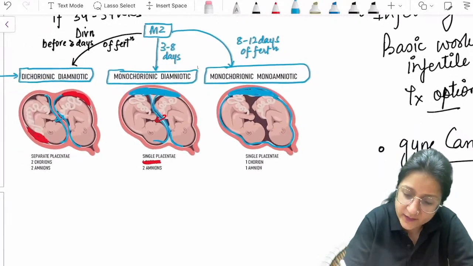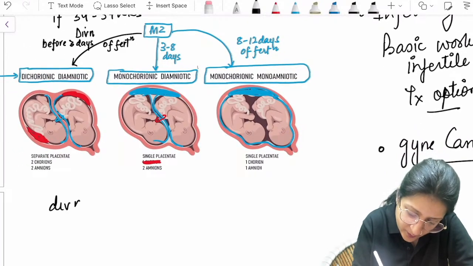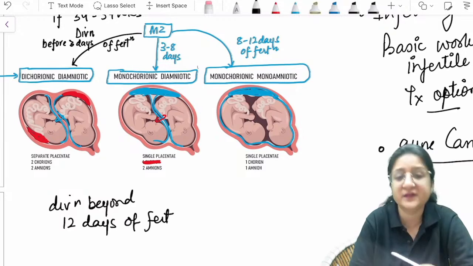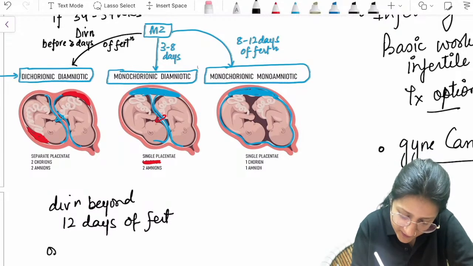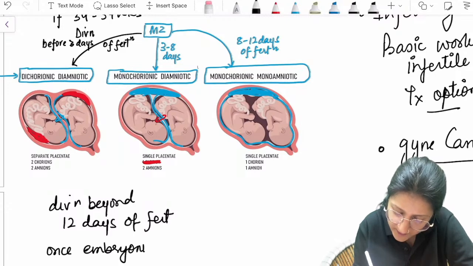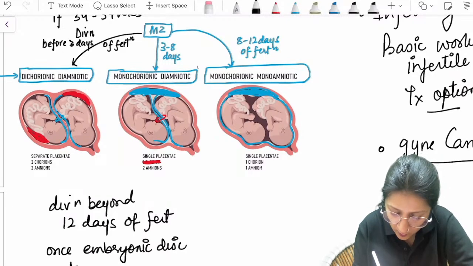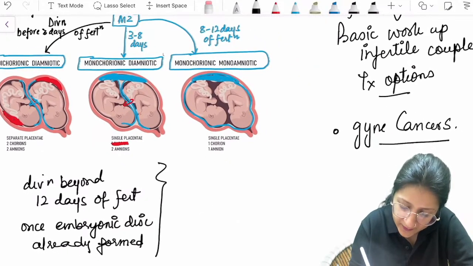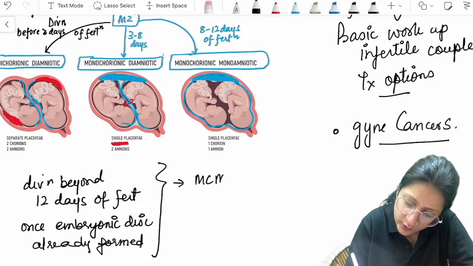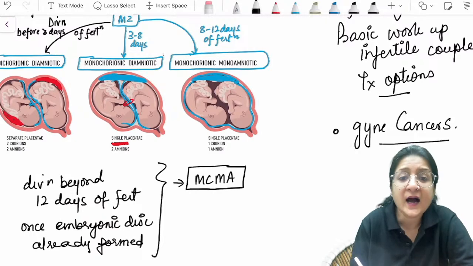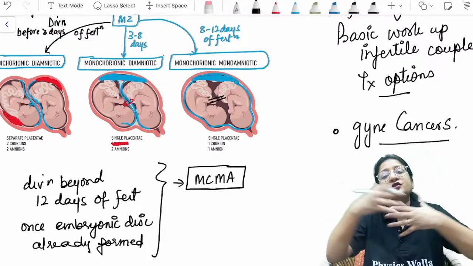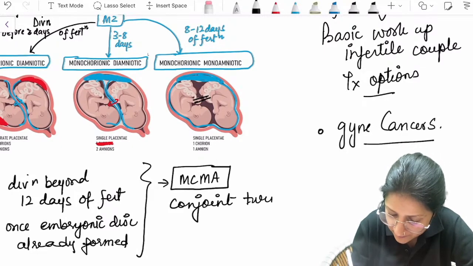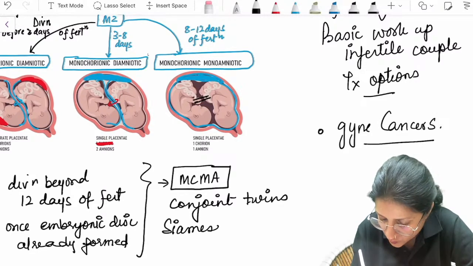And then the rarest type of twins, when the division takes place beyond 12 days of fertilization, that is once the embryonic disc has already formed. Okay, then in that situation, what can happen? Then in that situation, it will give rise to monochorionic monoamniotic type of twins. Along with that, they will be conjoined. They will be joined together. So monochorionic monoamniotic conjoined twins they will give rise to. They're also called Siamese twins, right?